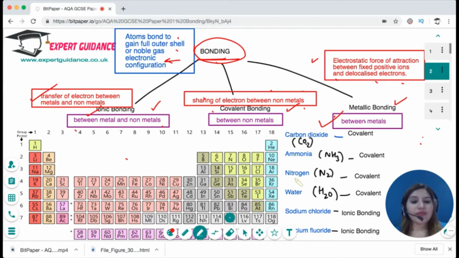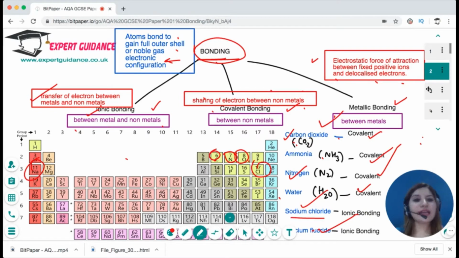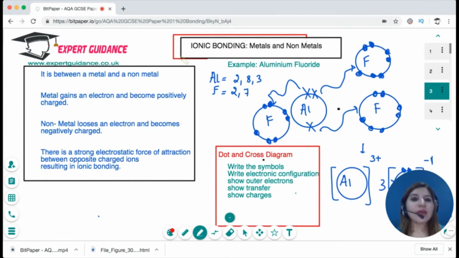So if any formula is given to you, you can easily say whether it is ionic or covalent bonding, seeing what atoms are bonded. In carbon dioxide there's carbon and oxygen, which are found to the right side of the periodic table, so they are two non-metals, and that is covalent. Ammonia is nitrogen and hydrogen, again two non-metals, so that is covalent. Nitrogen is nitrogen, which is covalent. Water is covalent. Sodium chloride is sodium, which is to the left side, and chlorine, which is to the right side, so this is ionic. Calcium fluoride is ionic. So just by looking at the formula, you can say whether it's ionic, covalent, or metallic bonding.